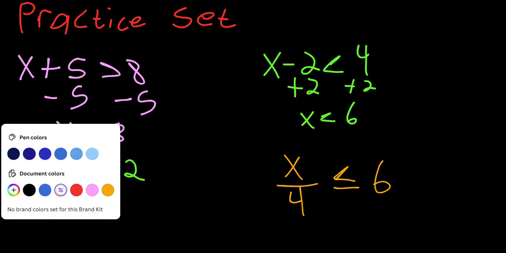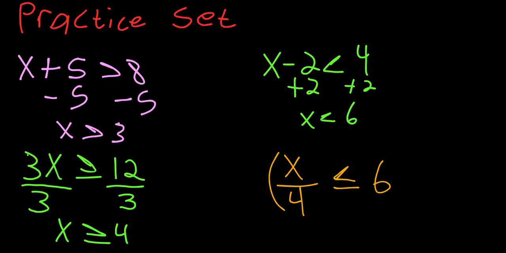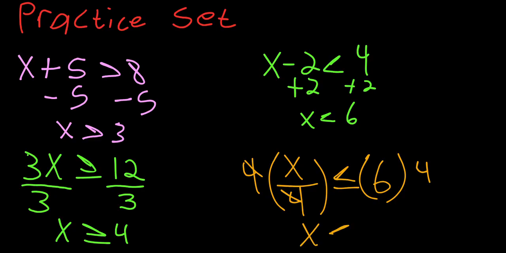Let's move down to the next one, bottom left green. We have a multiplication, so we need to do the inverse operation. Divide by 3, and we get x is greater than or equal to 4. And finally, bottom right, we're going to do the inverse operation once again, just like we've learned in solving equations. Multiply both sides by 4 to cancel out. x is less than or equal to 4 times 6, which is 24. So these are the 4 practice problems.